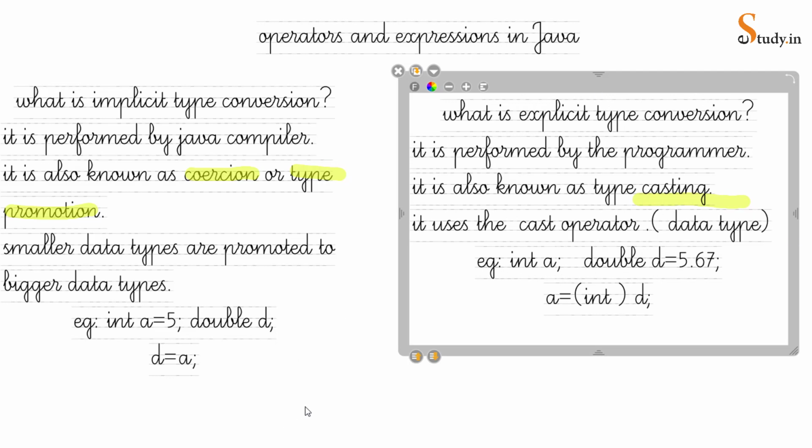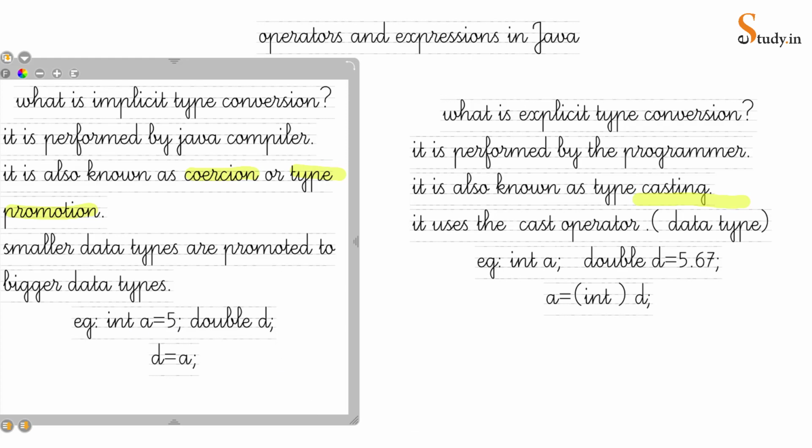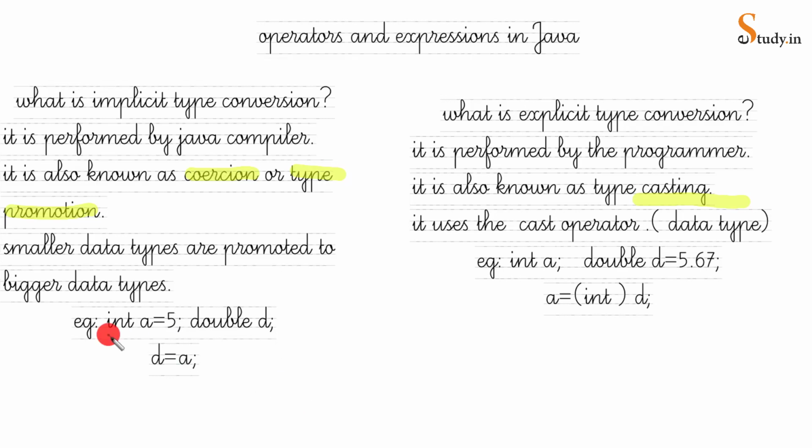Now let's understand with an example what is an implicit type conversion and what is an explicit type conversion. If you see here, we have a variable int a is equal to 5 and we have a double variable d. When I write d is equal to a, a is an integer, d is a double, so we are assigning the value of a to d. a is a smaller data type, d is a bigger data type. So we are moving from a smaller to a bigger data type. Smaller data types are promoted to bigger data types. That is why it is an implicit type conversion, which is automatically performed by the Java compiler.